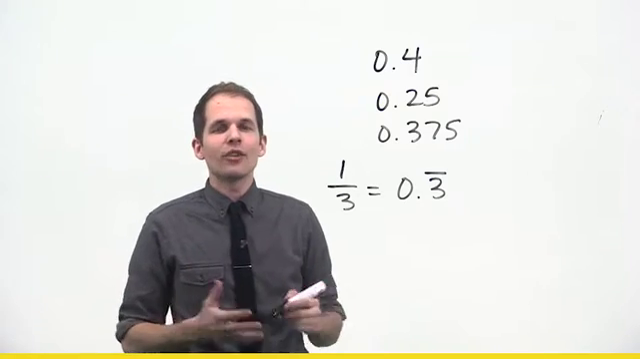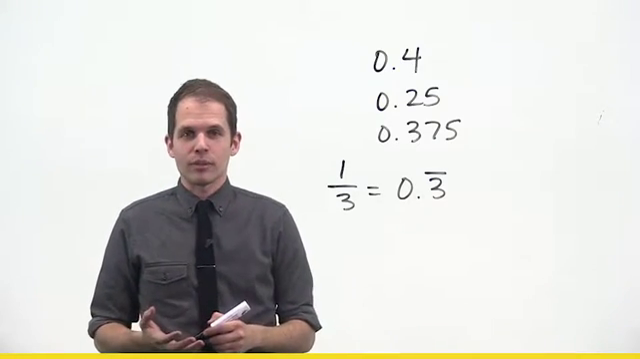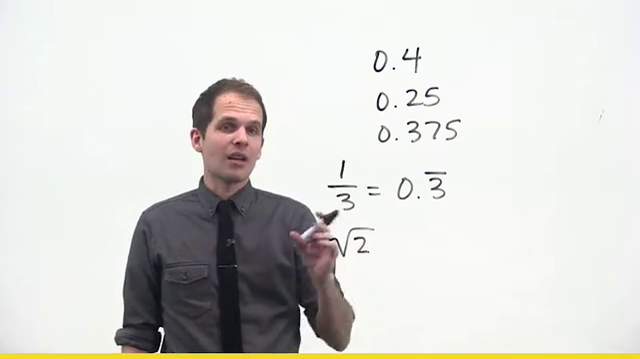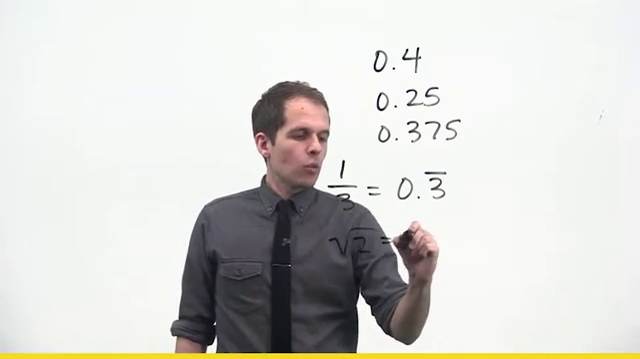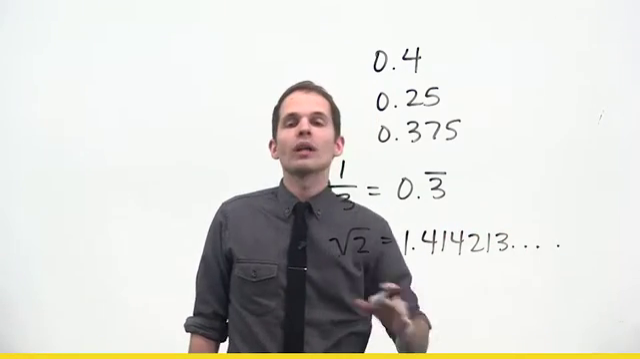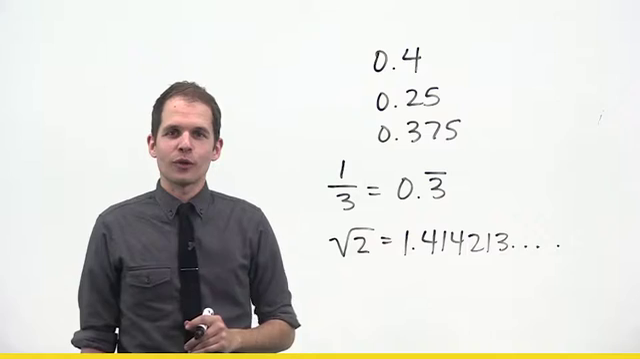You might see non-terminating decimals as irrational numbers, something like the square root of 2, or even the square root of any non-perfect square, which is 1.414213, and so on. It never makes sense the way that 0.3 does.